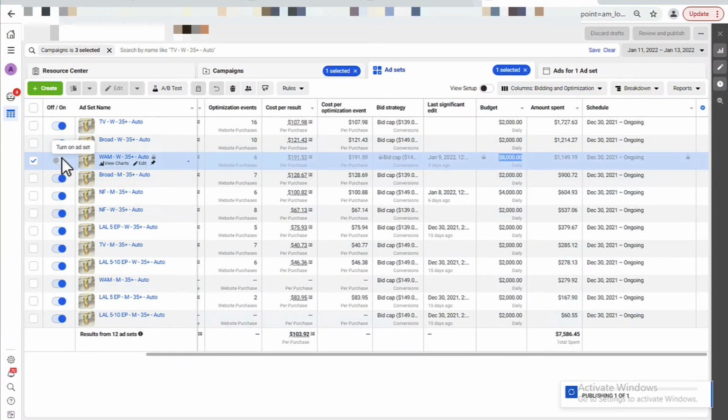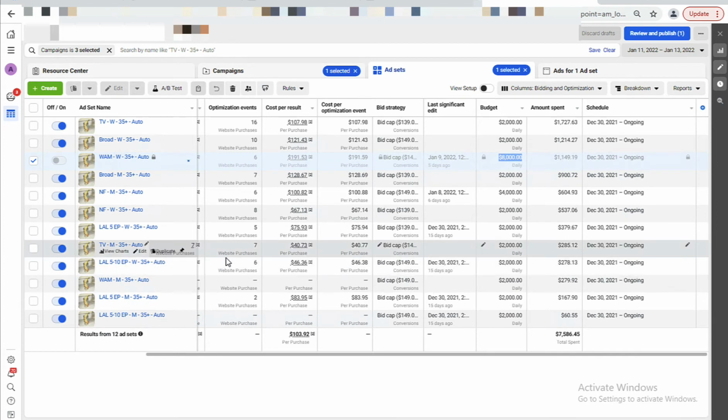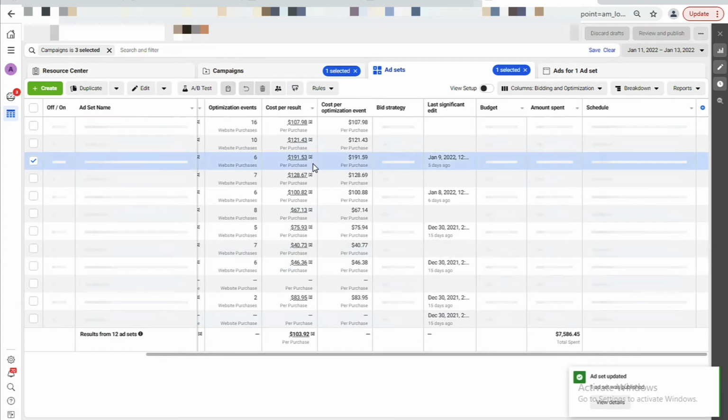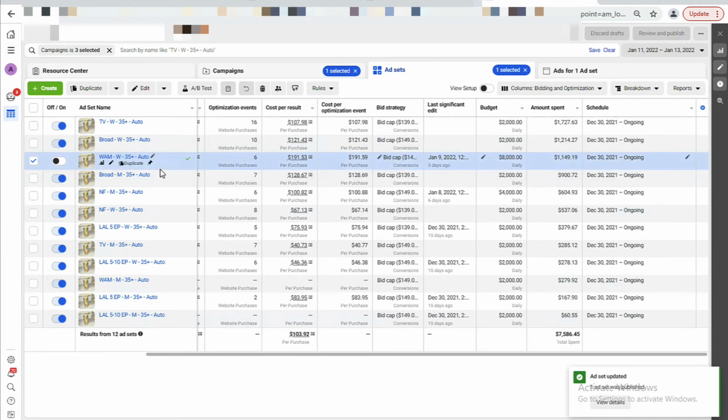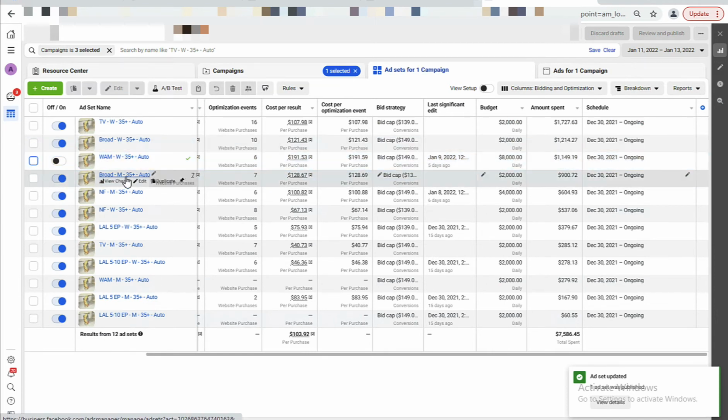Let's get rid of that ad set. We don't want to run that. We're just spending money and not making any back. We've lost half the money that we've spent there. Okay, so that needs cutting away. That's how easy it is, right?